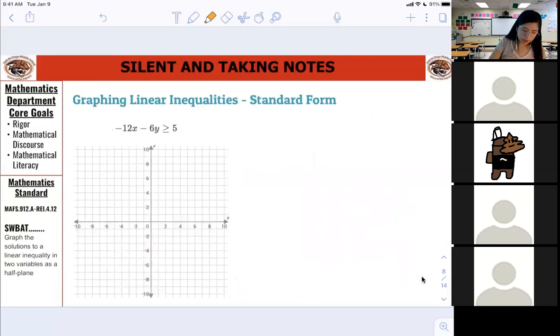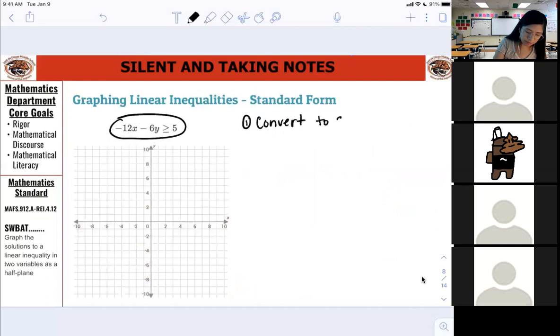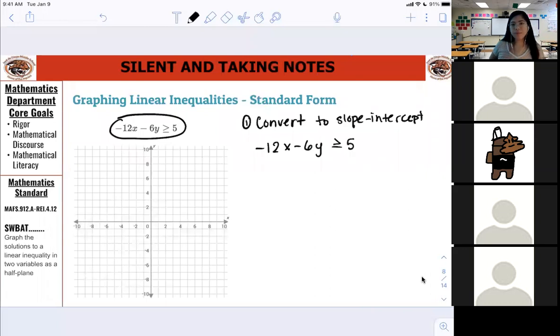All right. So here we have one more. And just like the previous problem, I want you guys to write down what we're doing in the first step, which is converting. Okay, so go ahead and we're going to copy this down. Negative 12x minus 6y is greater than or equal to 5. And I'm trying to solve for y. I'm trying to get that y all by itself. So what should I do first?